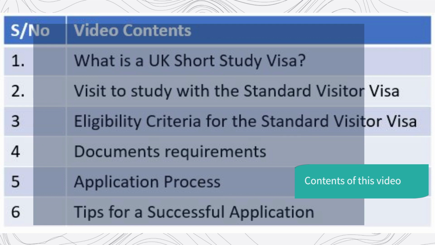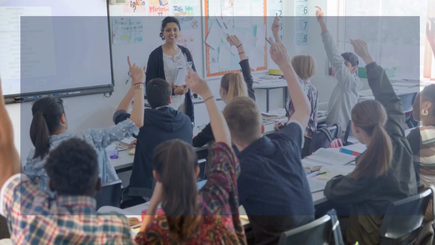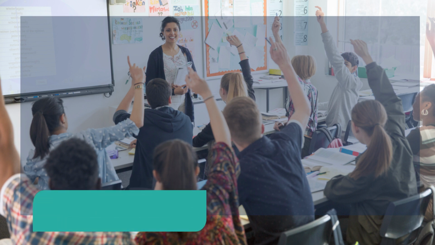1. The UK short-term study visa is designed for students who want to attend a short course or program in the UK. This visa allows you to stay in the country for up to 6 months, or 11 months if you're enrolled in an English language course. It's important to note that this visa is not for full-time degree programs. The visa you need for this short-term study is the standard visitor visa. The standard visitor visa can also be used to visit the UK for tourism, business, and other permitted activities.